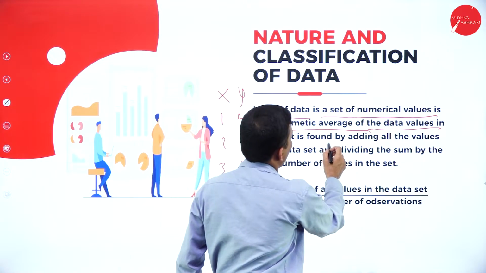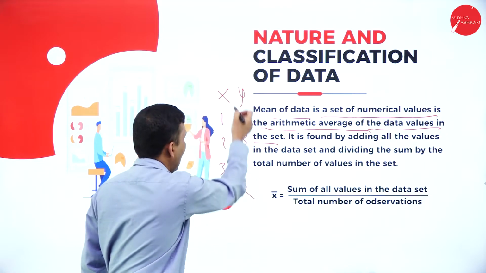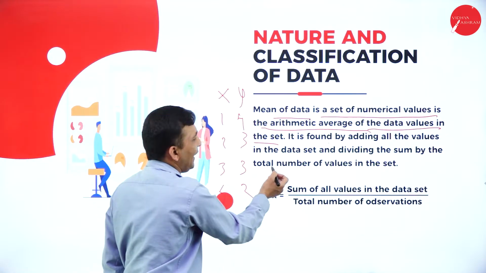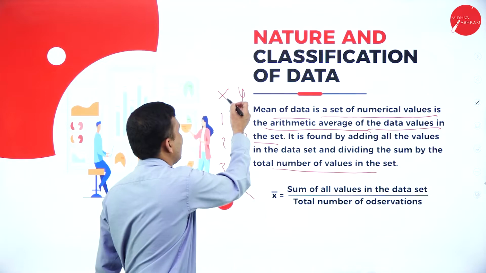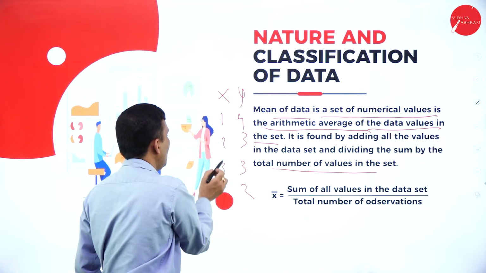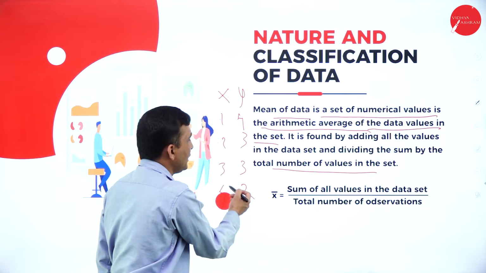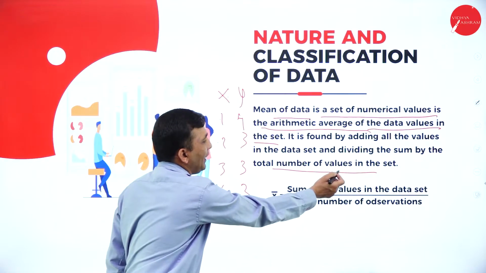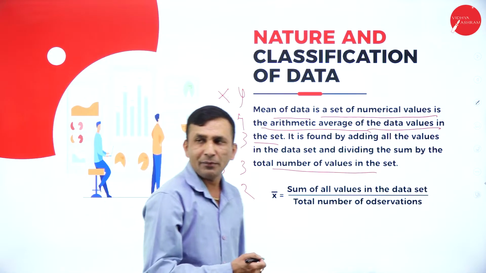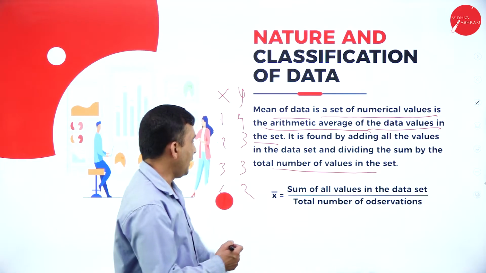It is found by adding all the values and dividing by the number of values. How many items? For example, in the first set we are able to identify 4 numbers: 1, 2, 3, 4. So after adding all of these, we divide by the number of values, how many numbers we are able to identify here. Okay, this is the simple formula to find the mean, the arithmetic mean.